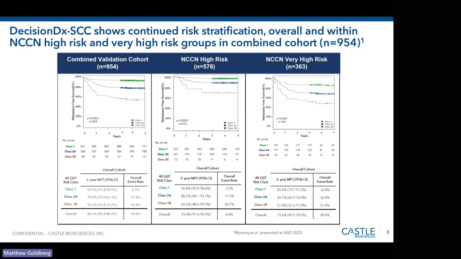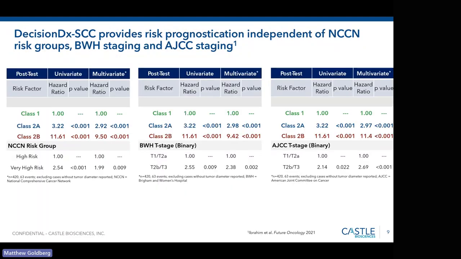Continuing that thought, the DecisionDx-SCC validation studies have shown comparisons to every current clinical and pathologic-based risk stratification approach. The Kaplan-Meier curves here show how DecisionDx-SCC stratifies risk within NCCN high-risk and very high-risk patient groups, adding information to current NCCN risk assessment. In multivariate analyses, with all other staging systems currently used in the United States included, DecisionDx-SCC provides independent prognostic information. The class 2A and class 2B in each of these three analyses on the slide are statistically independent of the metastatic risk described in each of the risk stratification approaches.